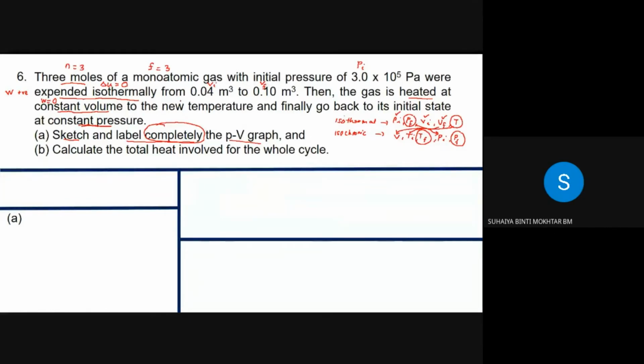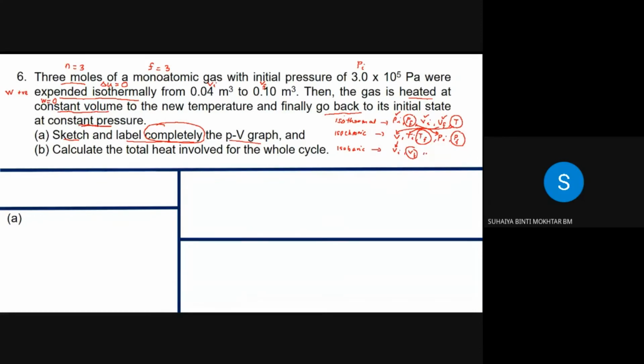Then the case of constant pressure, isobaric. Isobaric continues, so we have P initial, which is P final for the isochoric case. P is equal only. Then determine P final. Finally it goes back to the initial state, so P final here is P initial for the isothermal case.